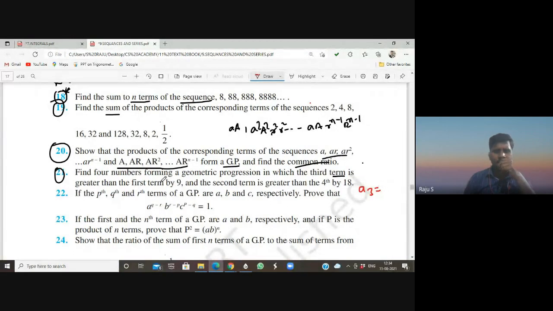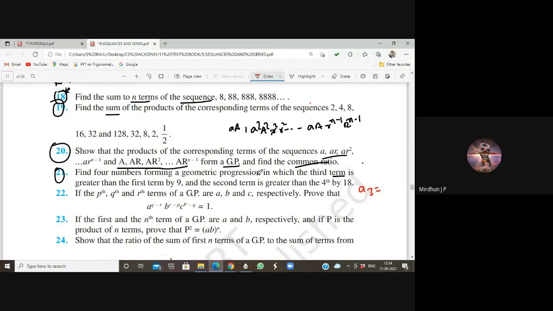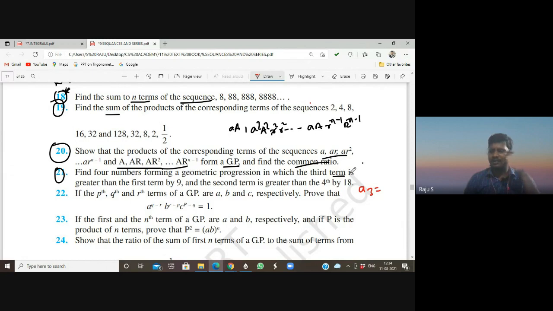Is there any product mentioned? No, sir. Can we take it like that, sir? We can take, but it will take more steps. If they mention product, at that time alone you can take A by R, A, AR. Otherwise, take A, AR, AR square, AR cube, like that you have to take.